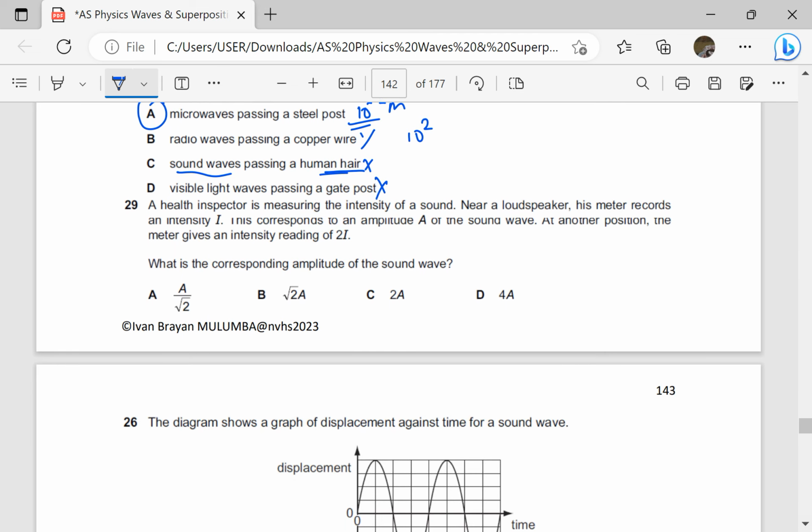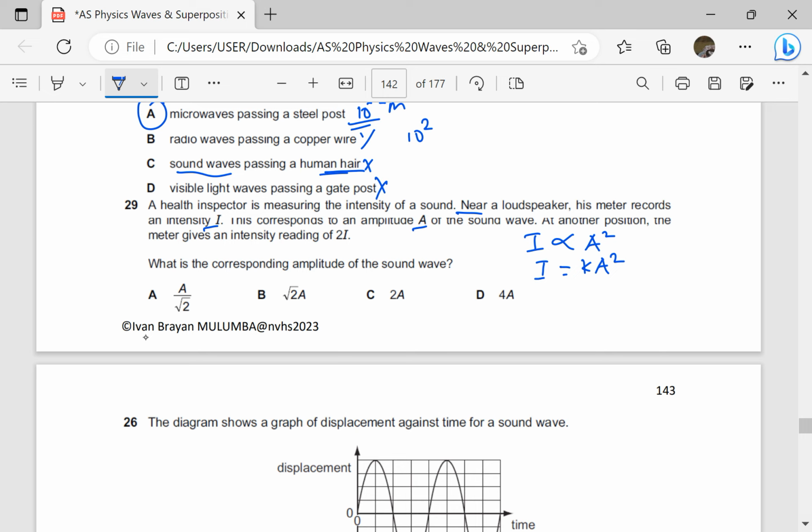A health inspector is measuring the intensity of a sound near a loudspeaker. His meter records an intensity I. This corresponds to an amplitude A. So when intensity is I, the amplitude is A. We know that intensity is directly proportional to amplitude squared. This means intensity I is equal to K times A squared.